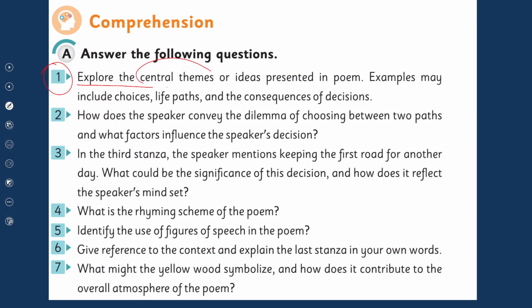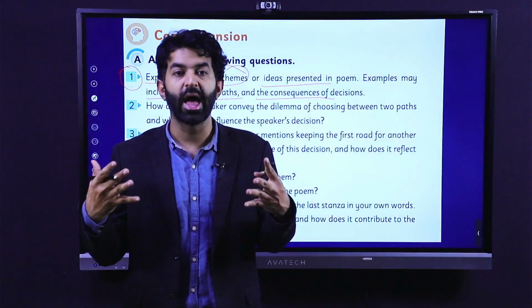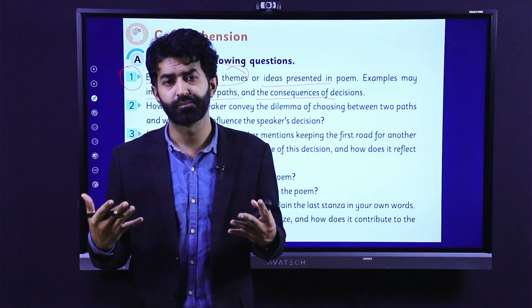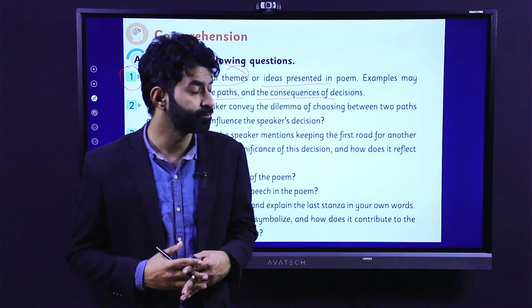Explore the central themes or ideas presented in the poem. Examples may include the choices, life path, and the consequences of the decisions. So what is the main theme? It is conformity versus individuality, having choices, choosing the right thing, facing dilemmas of life.